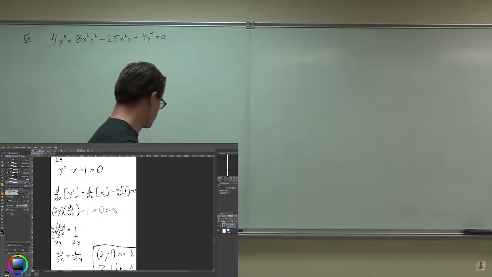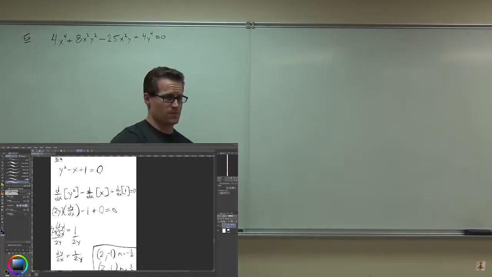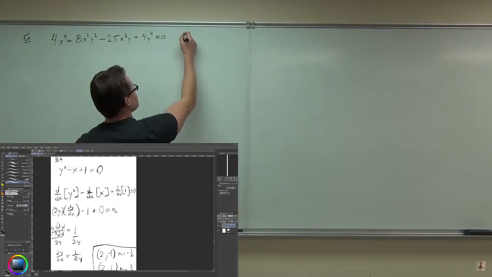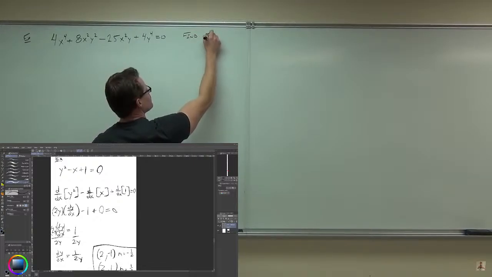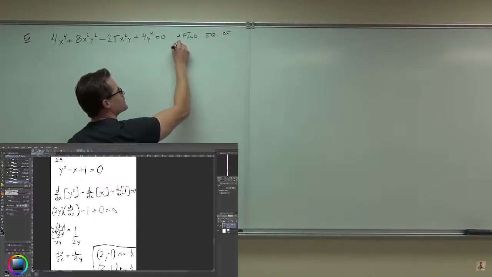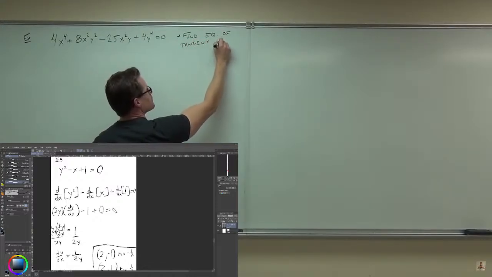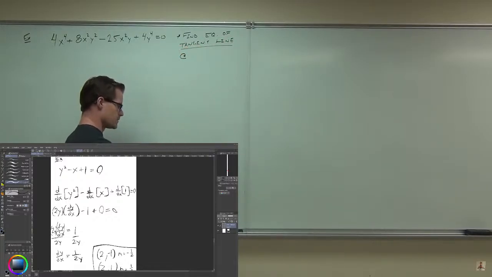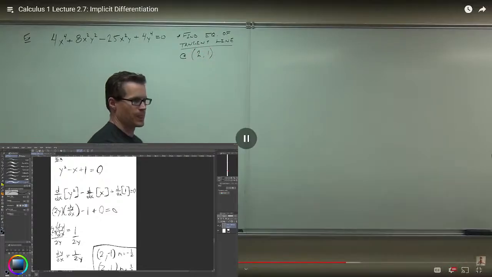So here's the question. The question is not just this, but can you, with this equation, find the tangent line at a certain point? Find the equation of the tangent line at the point (2, 1). Alright, I'll do that in a second.